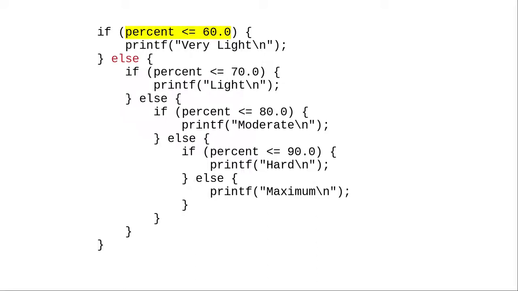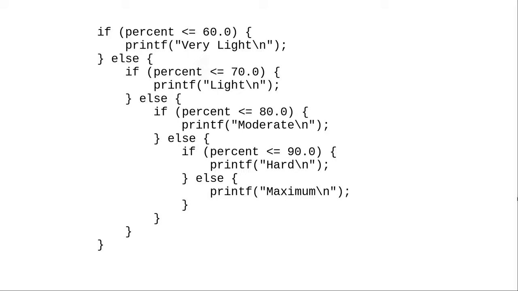Since 73 is not less than 60, we follow the else. And 73 is not less than 70, so we follow that else. 73 is less than 80, and we print moderate and don't do the else clause.